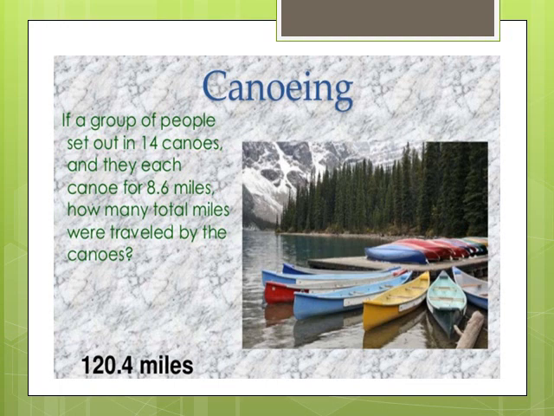Let's solve this word problem, students. If a group of people set out in 14 canoes and each canoe travels 8.6 miles, how many total miles were traveled by the canoes? Solve it yourself, and you can verify your answer with 120.4 miles. This is the answer which I've written here. So you need to solve it yourself and verify your answer.